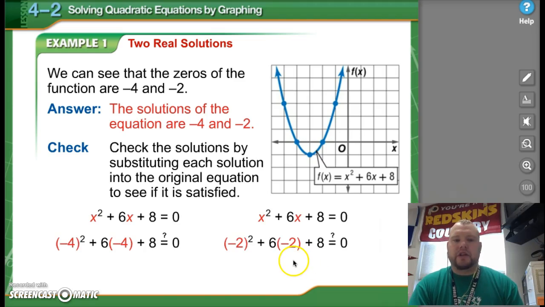If we wanted to go back and check our answers to make sure they're correct, you can take each of these numbers, negative 4 and negative 2, and replace them with the x variable in the equation. If you go through the work yourself, you'll see that the equations do come out to say that 0 does equal 0 for both of these numbers. And that's the way you can make sure your answers are correct after you graph the equation.